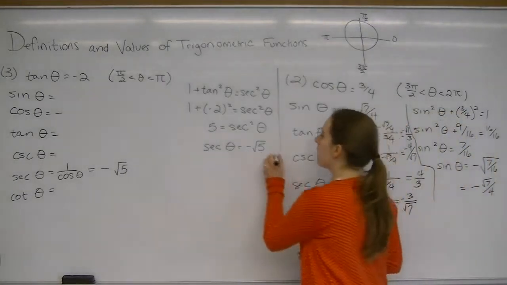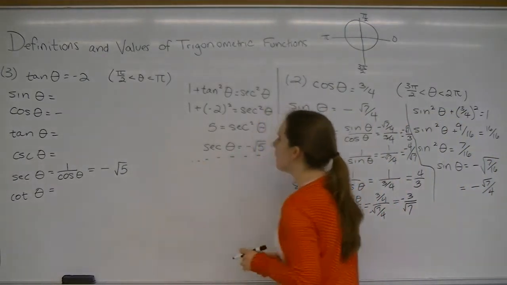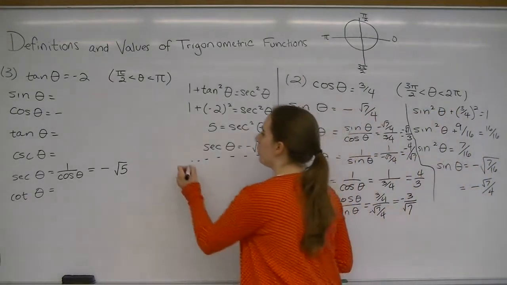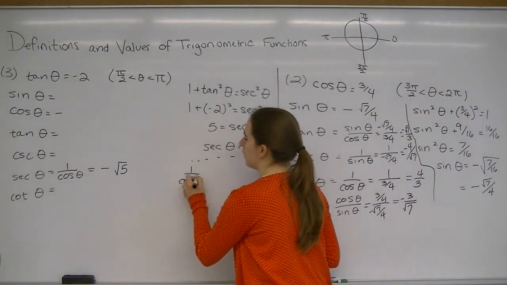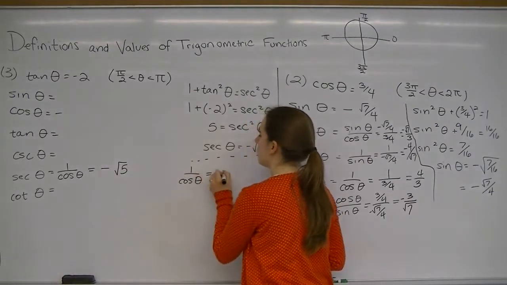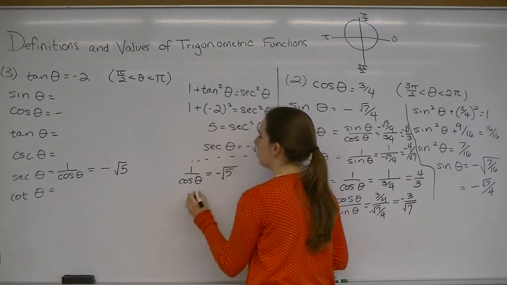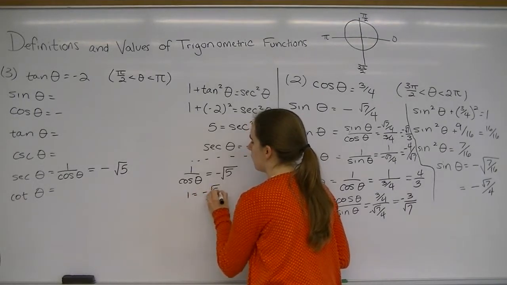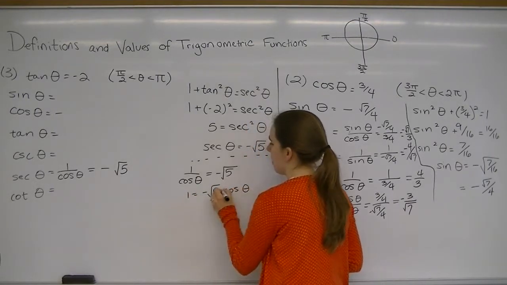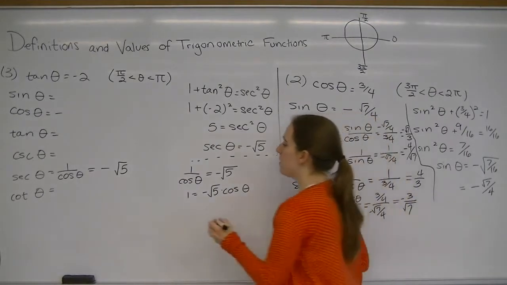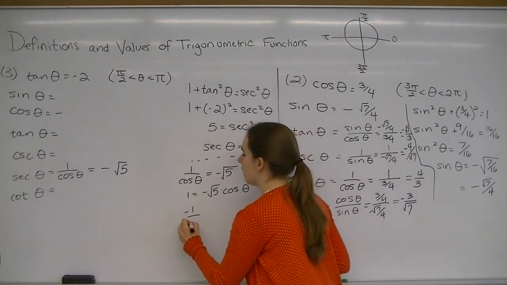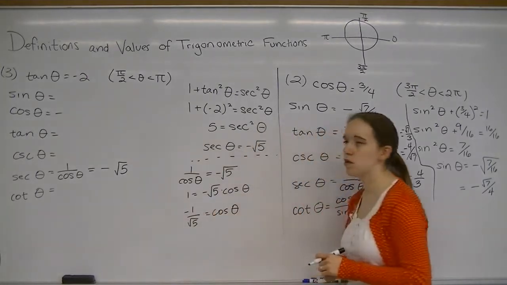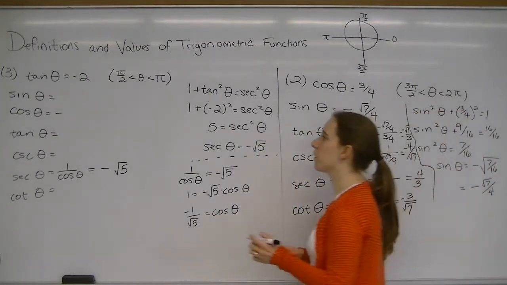So there, I got my first piece. But now, secant is 1 over cosine. So this is the same as 1 over cosine. So I want to multiply both sides by cosine. I can divide by the negative square root of 5. So what I get is that cosine of theta is equal to -1 over the square root of 5.